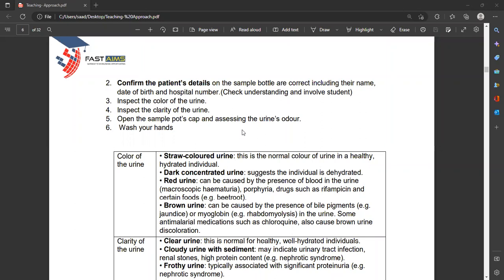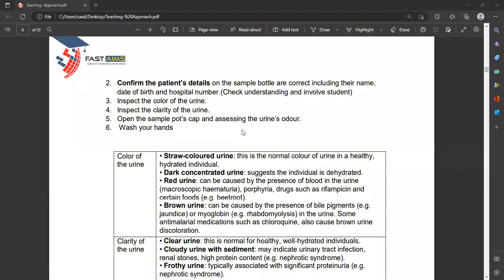If he replies, it's good. If he doesn't, okay, John, don't worry, it's straw colored. And do you think it's straw colored? Yes, it is straw colored. Just 2 lines and you are good with color. Then go for the clarity. And I think it's clear. After checking color, we check the clarity, and it is a clear urine.